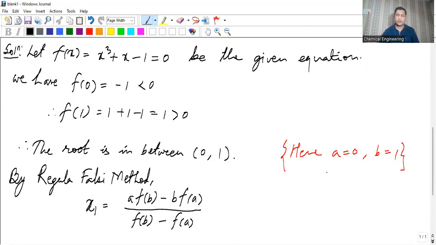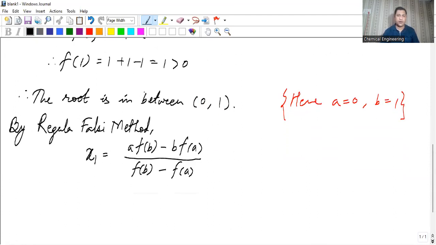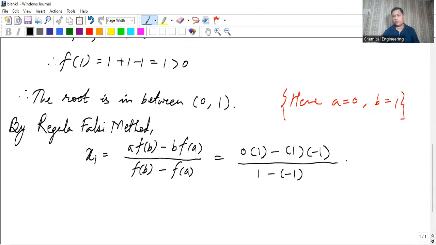So let us calculate the value. This is equal to a, which is 0, into 1, minus b, which is 1, into minus 1, divided by 1 minus minus 1. So this is going to be 1/2, which is 0.5. So we got x1 equal to 0.5.